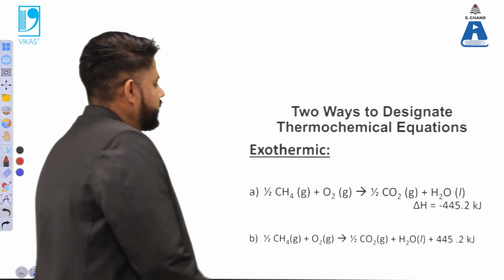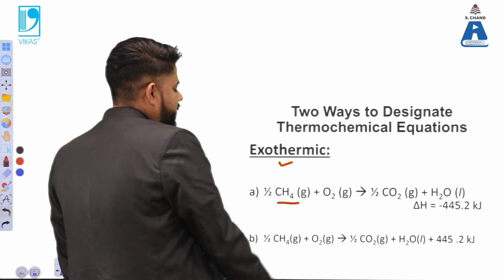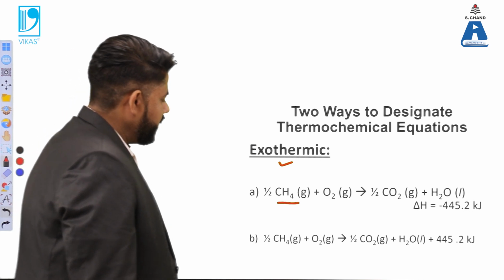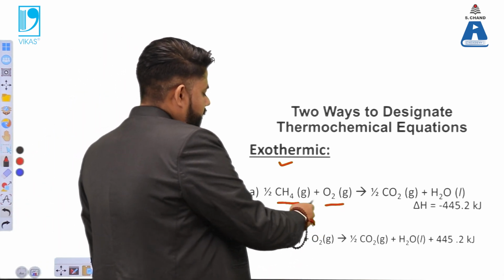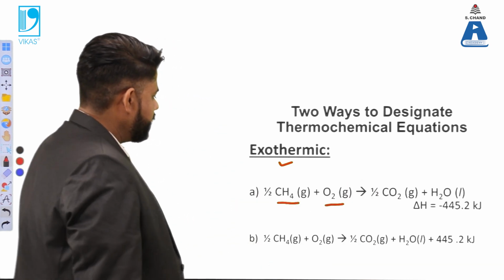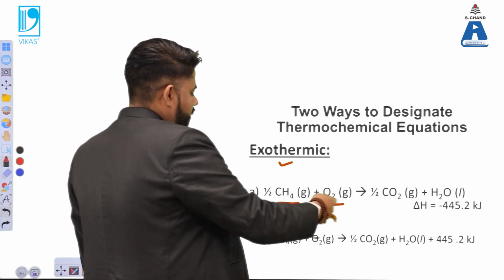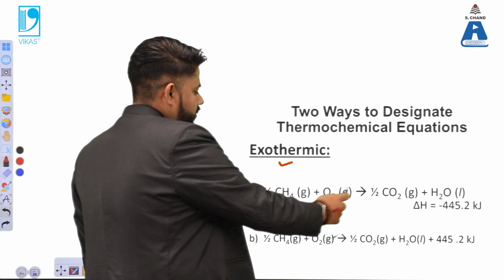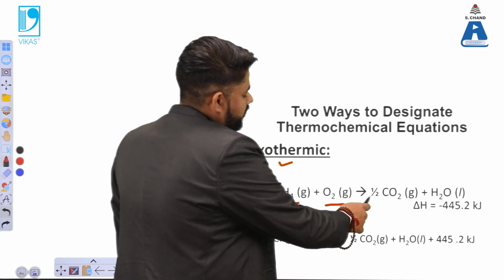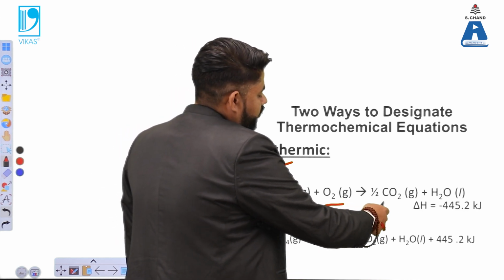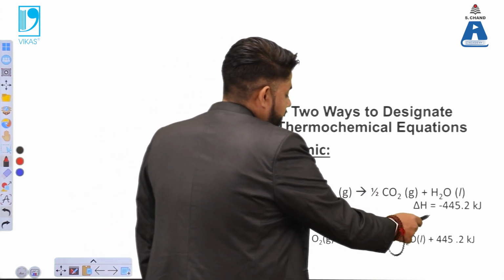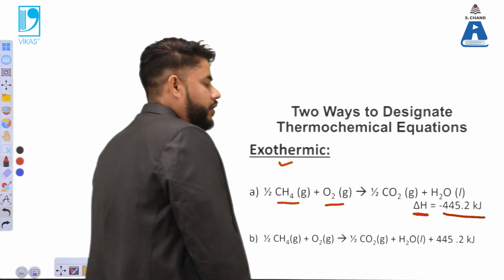There is another way of representing an exothermic reaction. Let us say we have a reaction in which methane is burnt into carbon dioxide and water as products, with half coefficients. When we balance it, the entire equation can be multiplied by 2, so that it becomes CH4 plus 2O2 giving 1 mole of carbon dioxide and 2 moles of water.